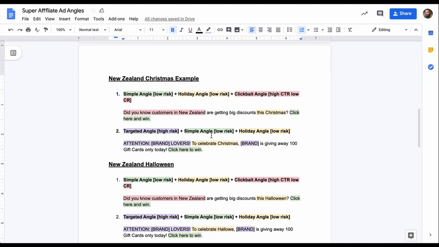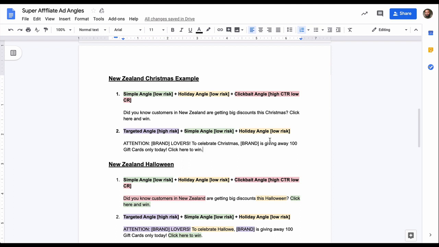So as you can see, I'm going to remove these colors, just in case anyone's a little bit confused about what's going on, just so you can see it as a full sentence, right? So I remove the colors. Now you can see: did you know customers in New Zealand are getting big discounts this Christmas? Click here and win. And then for the second one: attention brand lovers, to celebrate Christmas, brand is giving away 100 gift cards only today. Click here to win.